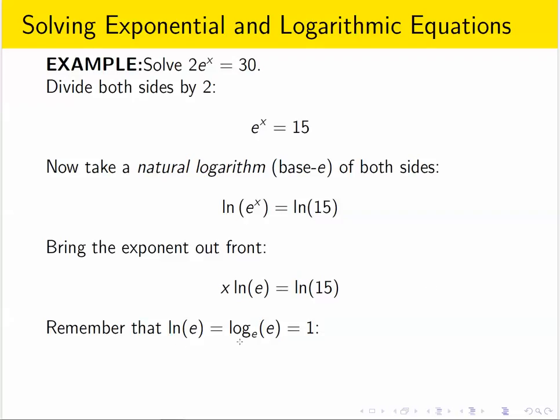Remember that natural log means log base e. And so log base e of e means what power of e do you need to get e? And of course the answer is you want a power of 1. So that's where this value comes from, which means this quantity is just equal to 1. And so if I simplify, x times 1 is just x. So this is the exact value, natural log of 15, and evaluating that on a calculator gives you a decimal approximation of about 2.7.